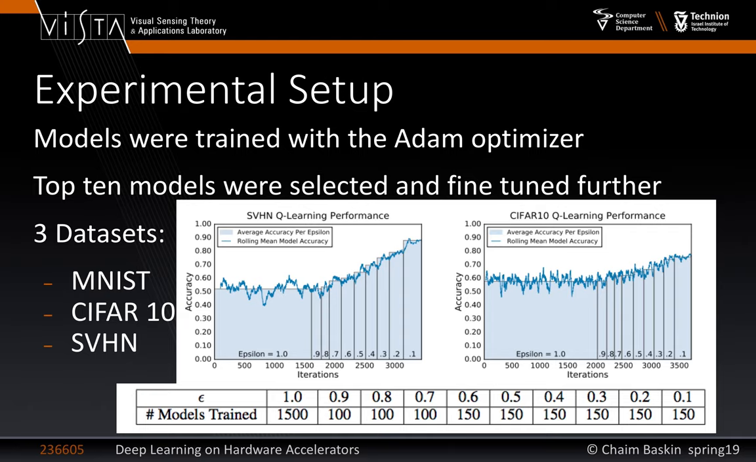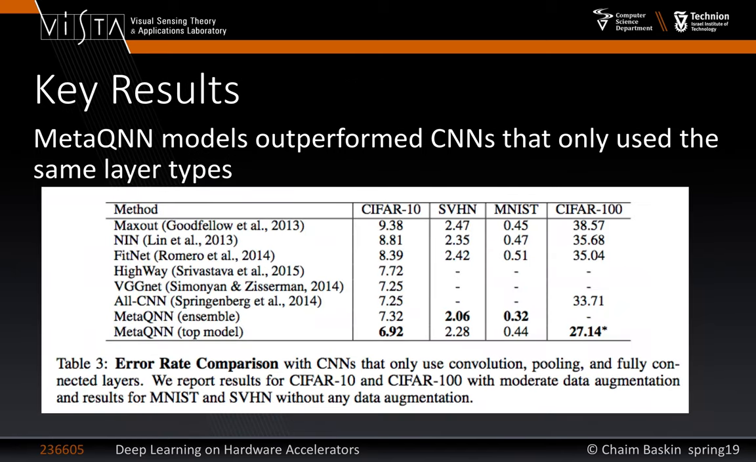Great. So in this work they did experiments on the datasets MNIST, CIFAR-10, and SVHN. MNIST is the small-scale architecture, and CIFAR-10 is the mid-scale. Okay, so let's see the results.